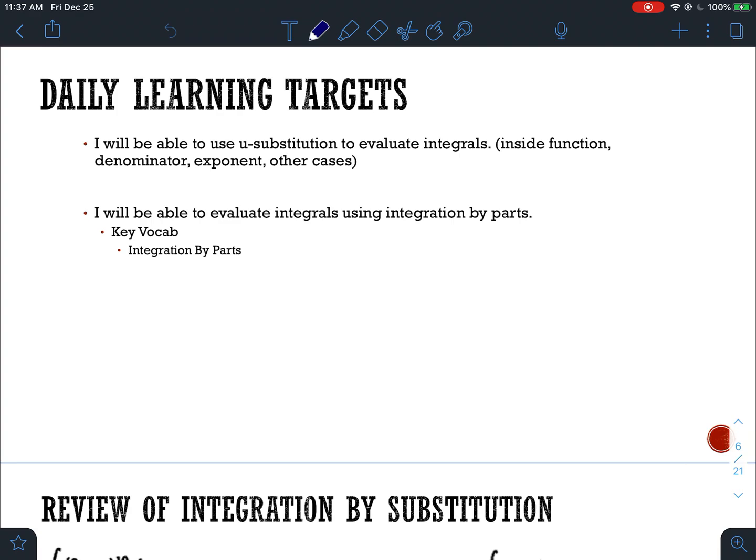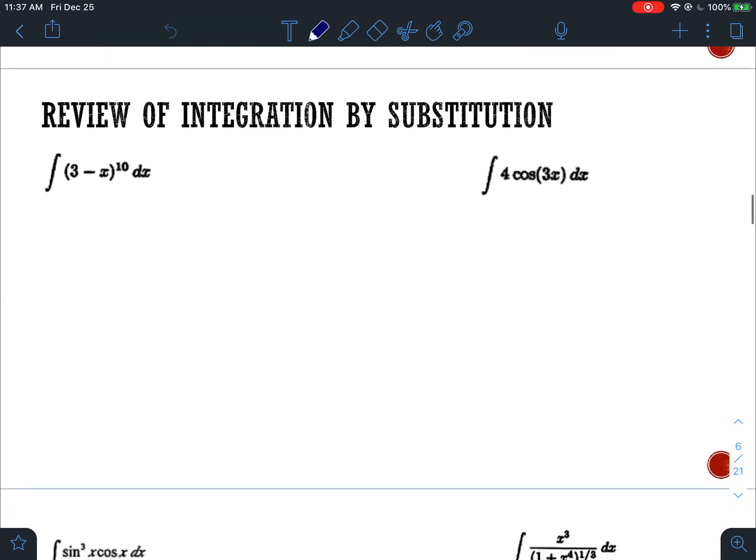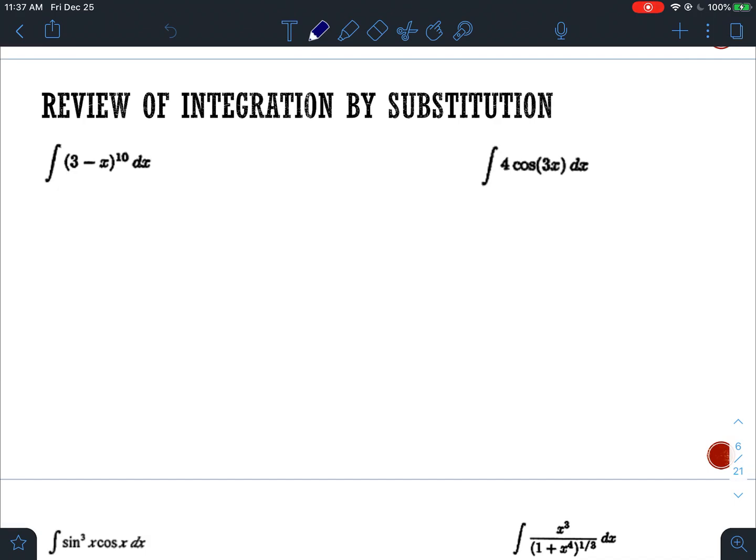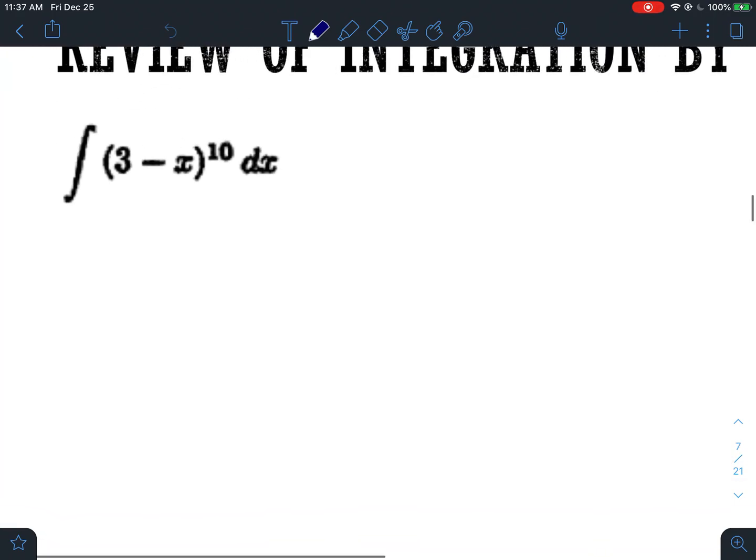So today we are going to continue talking about integration and U-substitution. And today we're going to talk about how to integrate functions where you need to use U-substitution, and they are definite integrals, meaning that they have bounds on the integral symbol. All right, so review of integration by substitution. So let's just review these problems.